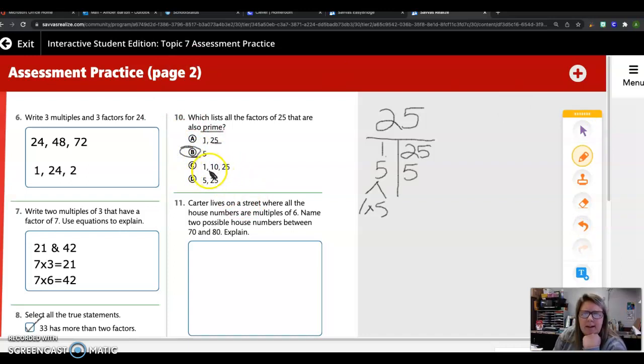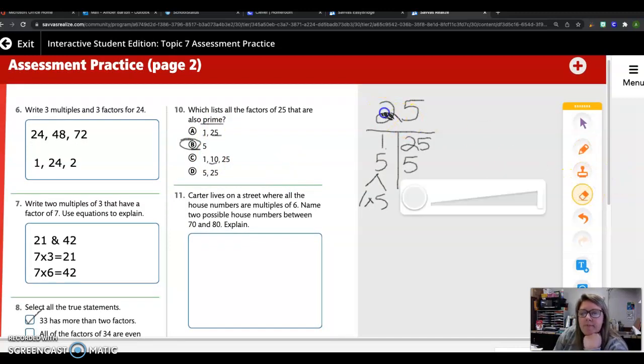1, 10, and 25. 10 is not even a factor of 25, so we know that can't be it. Letter D says 5 and 25, and like we already said, 25 is not prime. So the correct answer would be B. The only prime factor of 25 is 5.